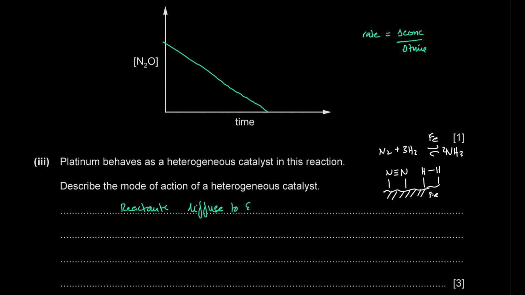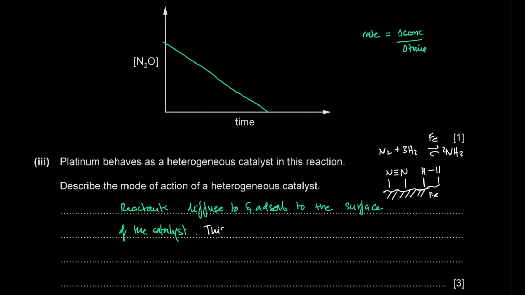Adsorb is the key word here. Don't say absorb. Absorption means to soak in. Adsorption means to bond to the surface. So the reactants adsorb to the surface of the catalyst, and because of this adsorption, the bonds in the reactants weaken. When the bonds in the reactants weaken, it's easier for these bonds to break and react.